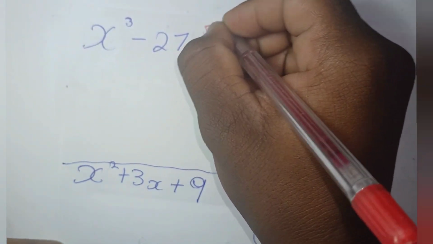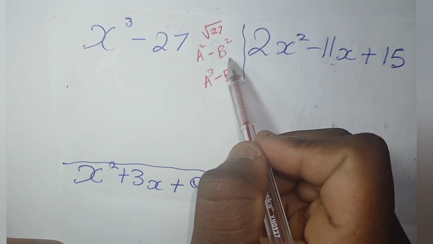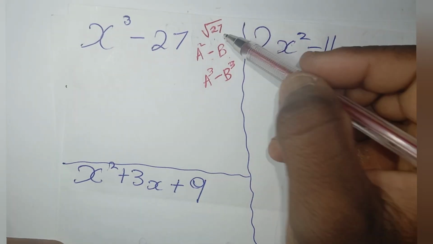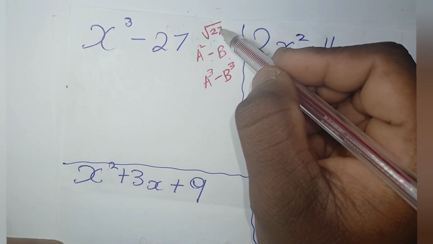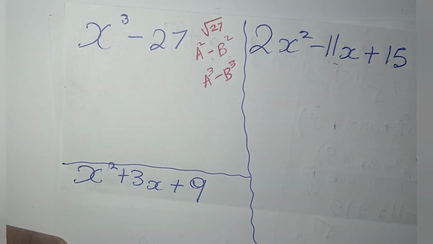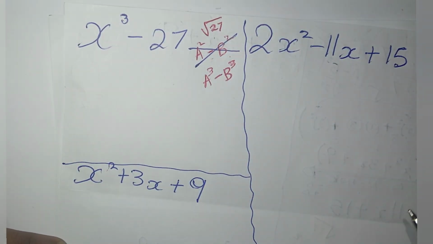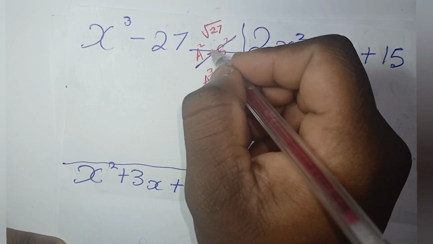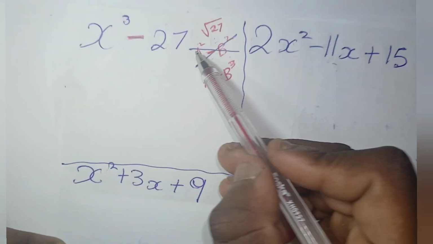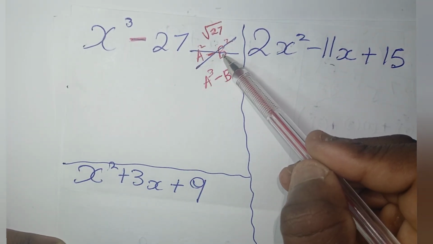27. If we are able to take the square root of this number, we can apply difference of two squares. But here, because we cannot take the square root of 27, we'll get a decimal. So since we cannot take the square root of 27, it means here we cannot apply difference of two squares, even though it is in this format. There is a minus there. It is in this format, but you cannot take the square root of this number, so you cannot apply difference of two squares.